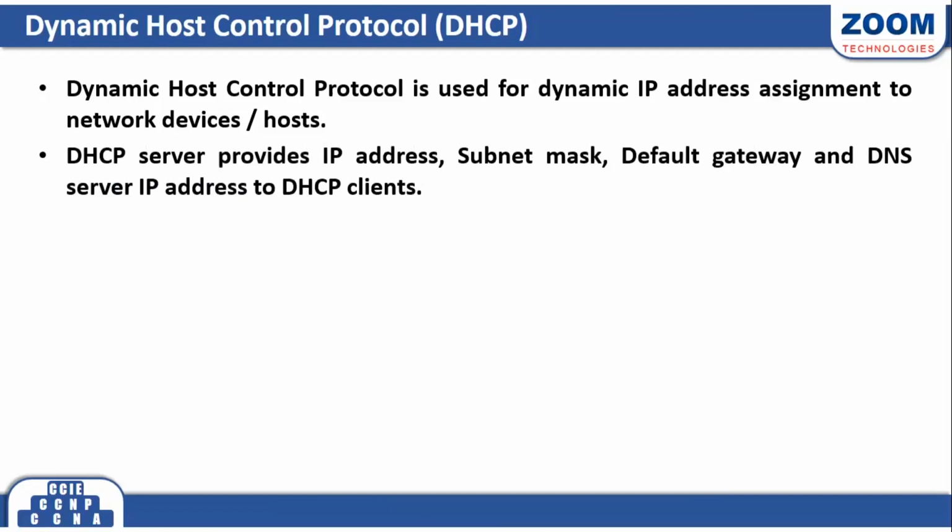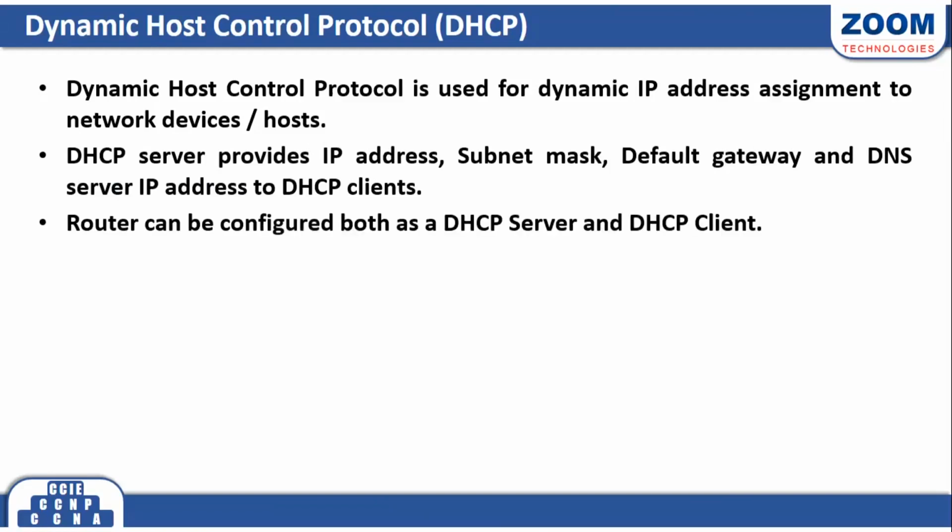So what can DHCP provide? IP address, subnet mask, default gateway, and DNS server IP address to DHCP clients. So a router can be configured both as a DHCP server and a DHCP client, which means the router can generate IP addresses and can also receive them.